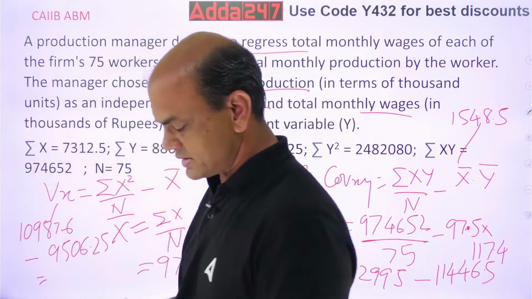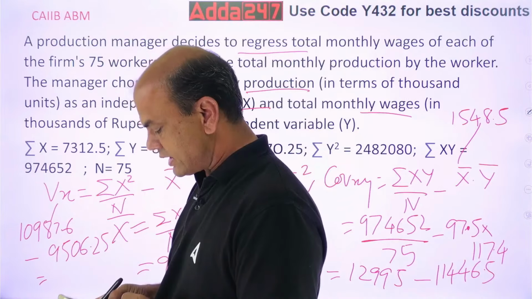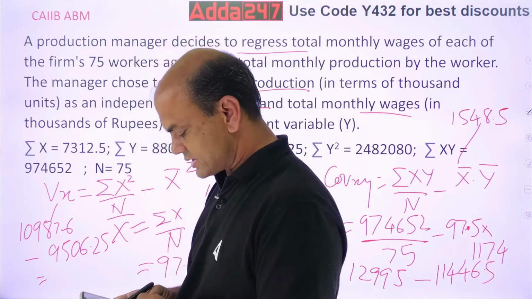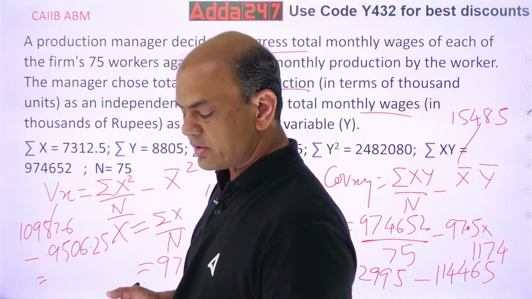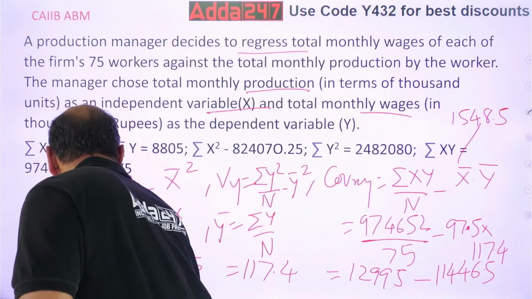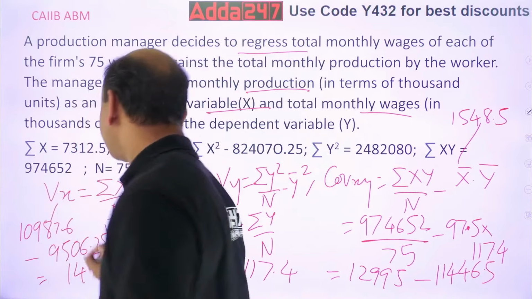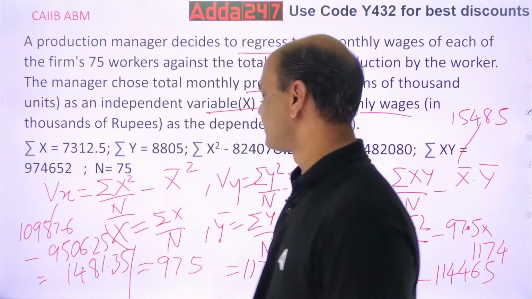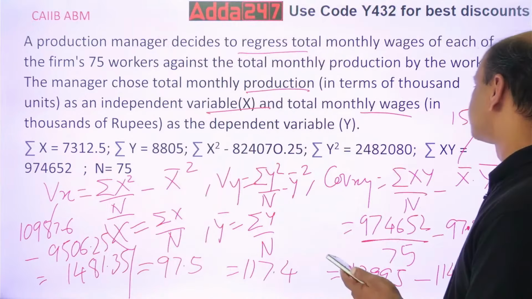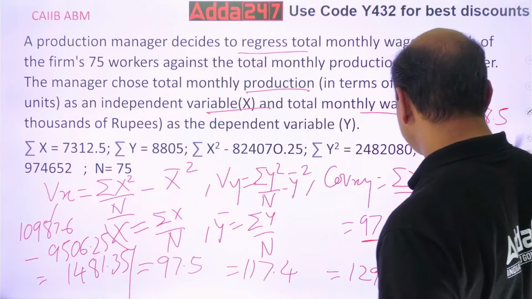What is the answer for this? 10987.6 minus 9506.25 is 1481.35. This is my answer for variance of x. Got it? Very big one. These numericals are very big.